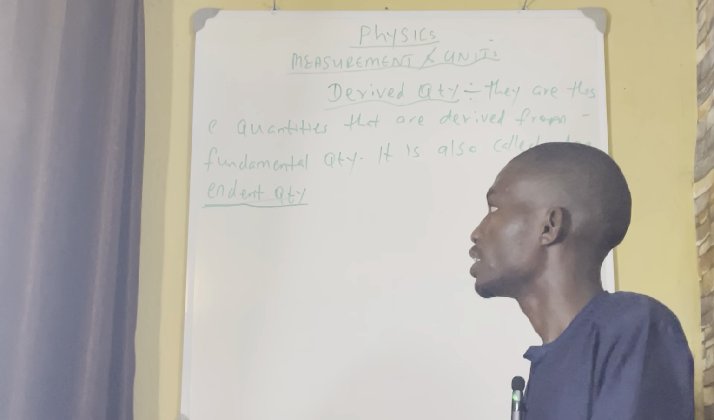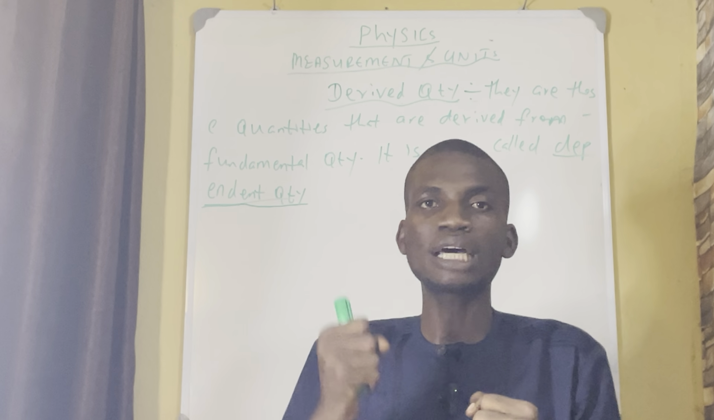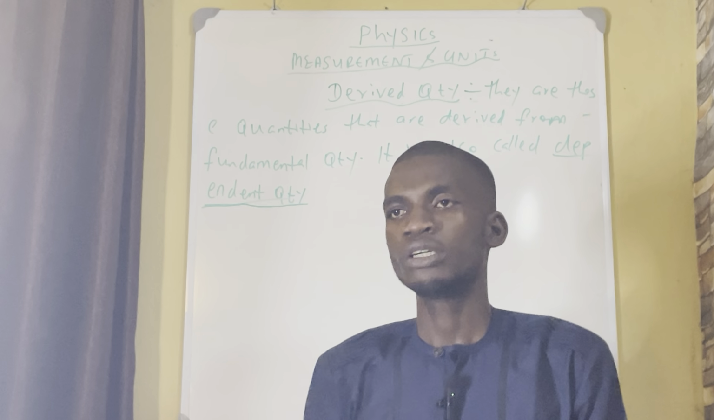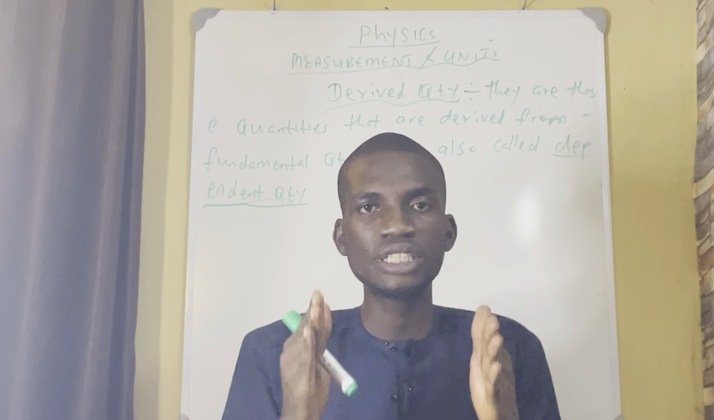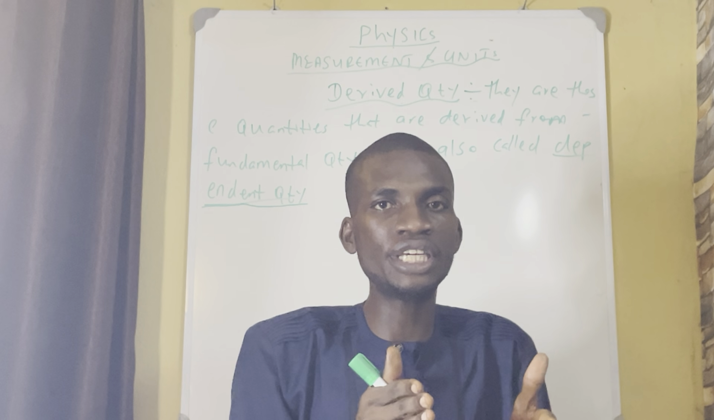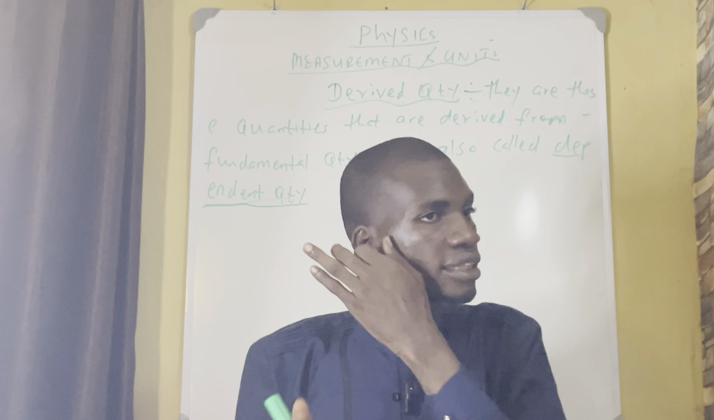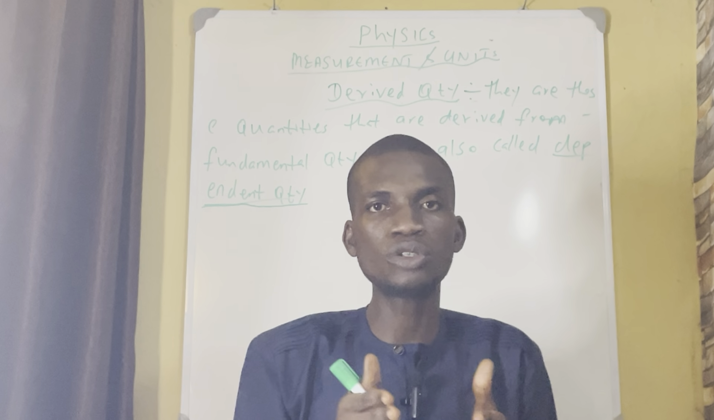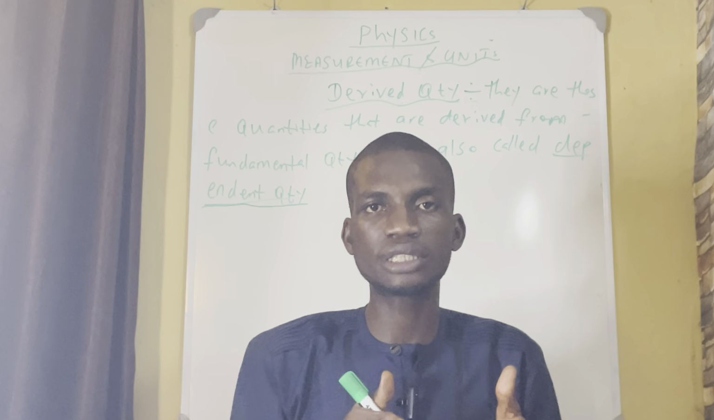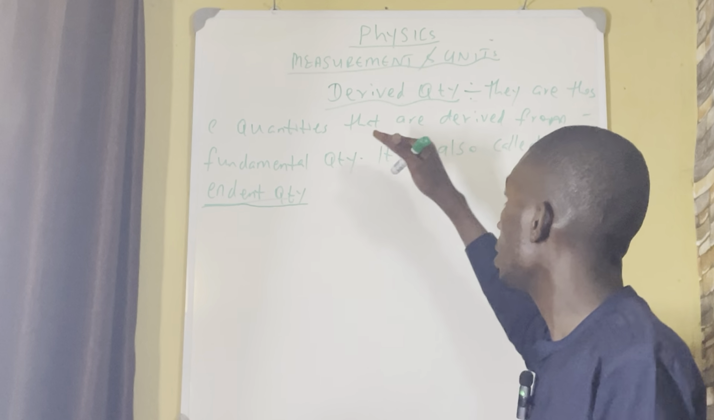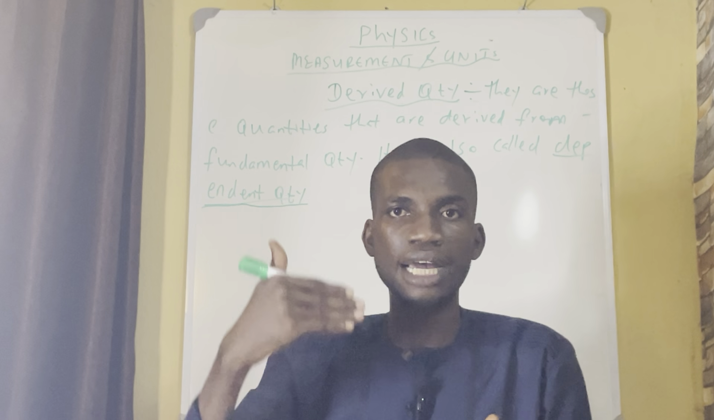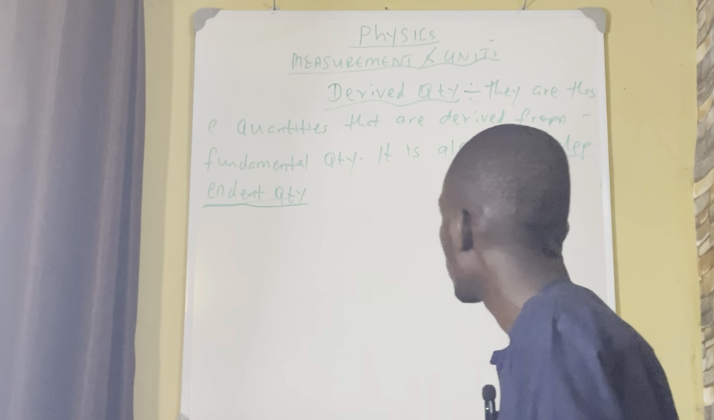Do you understand? They have a formula that has been derived from fundamental quantities. You understand? While fundamental quantity is an independent quantity. You understand? They don't have any formula. Like length, no formula. Time, no formula. Mass, no formula. Temperature, equivalent, etc. You understand? While derived quantities are those you get from fundamental quantities. You understand?